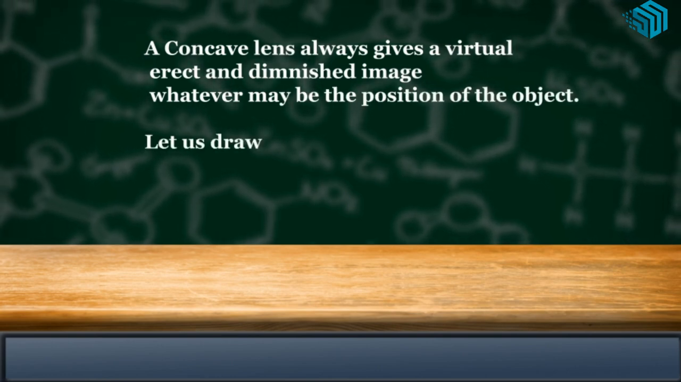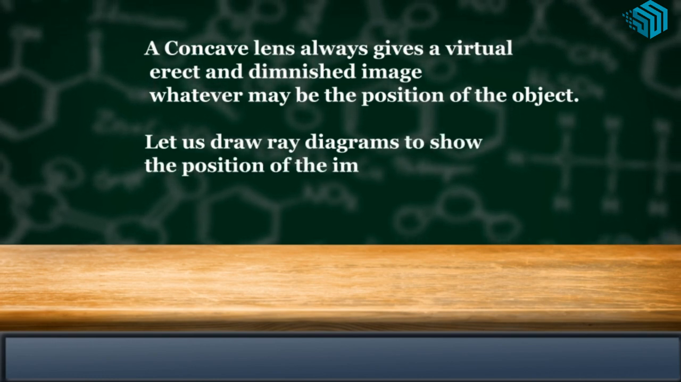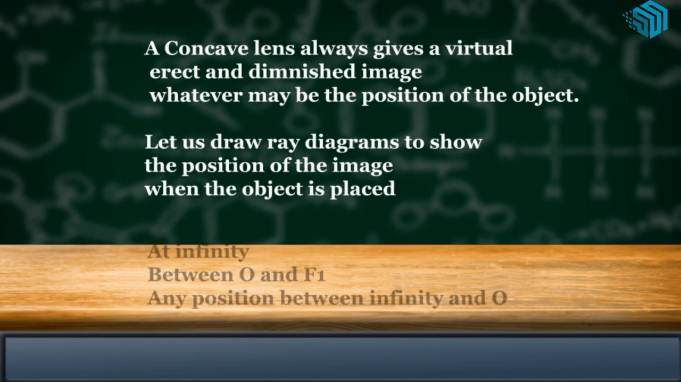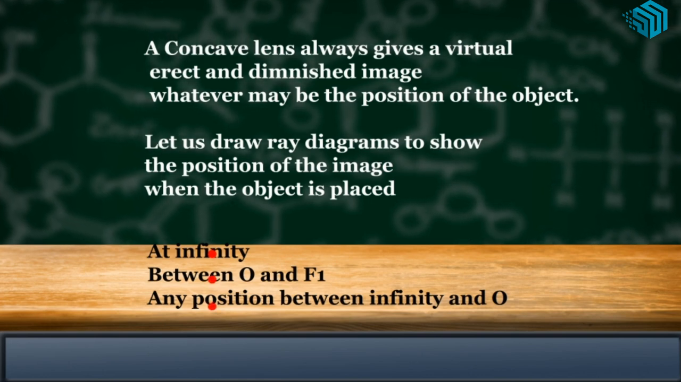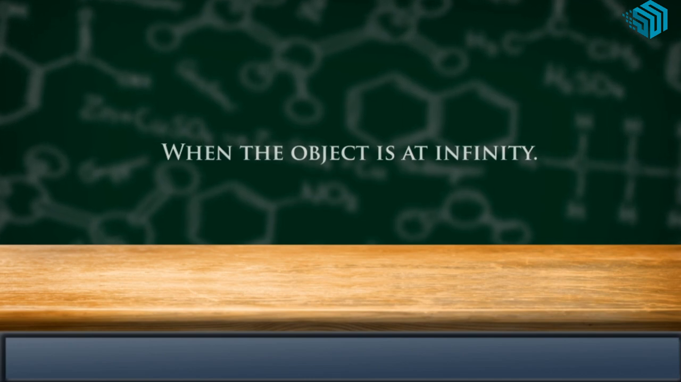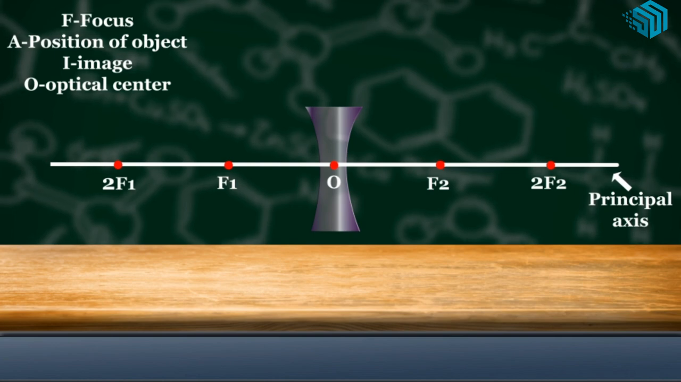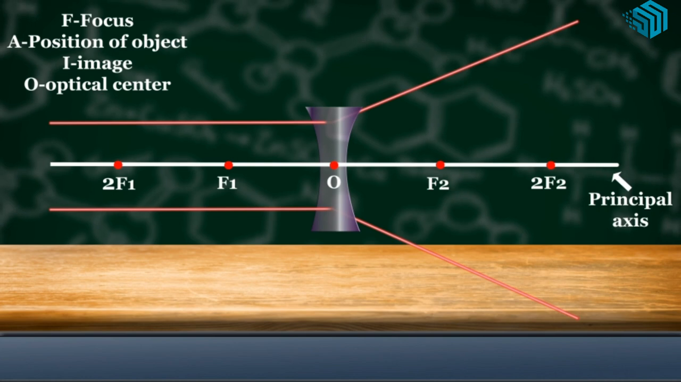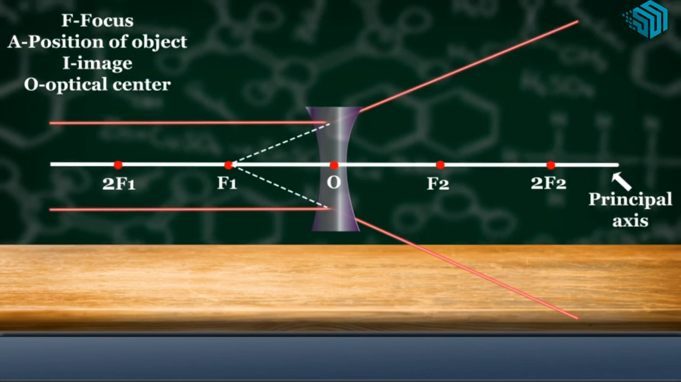Let us now draw ray diagrams to show the position of the image when the object is placed at infinity and between O and F1 and any position between infinity and O. When the object is at infinity, a ray of light coming from the object parallel to the principal axis, an incident ray after refraction diverges and appears to come from its focus.